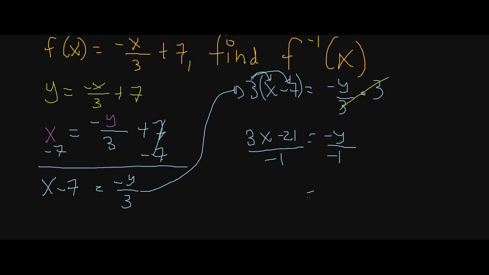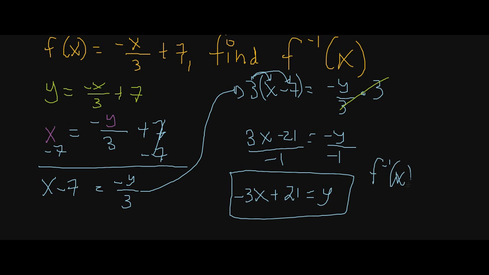All right, now what we do is we divide by negative 1 to both sides, and we're going to get y is equal to, all right, well, what's 3x divided by negative 1? That's just negative 3x. And then we have negative 21 divided by negative 1. Well, that's just plus 21. All right, and our final answer is this right here. Or, as we like to write it, with the function notation of inverse, we have negative 3x plus 21.